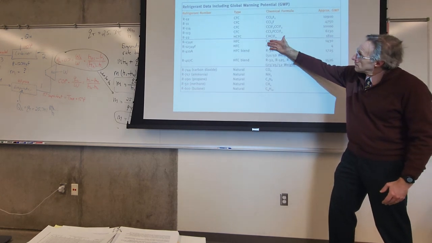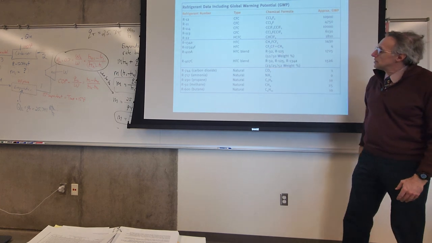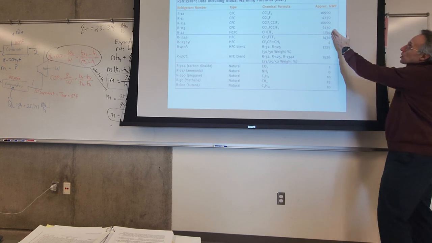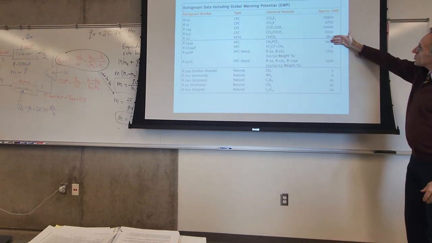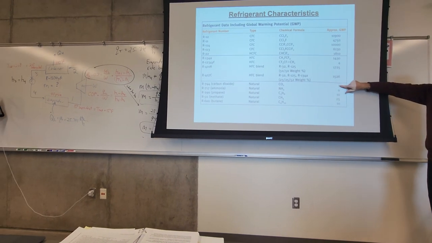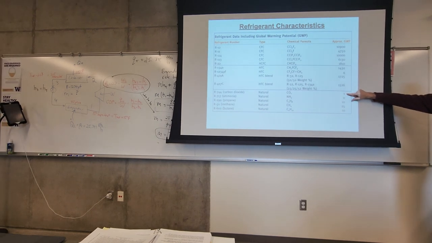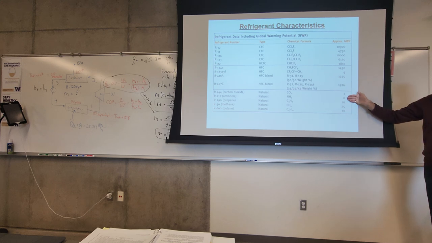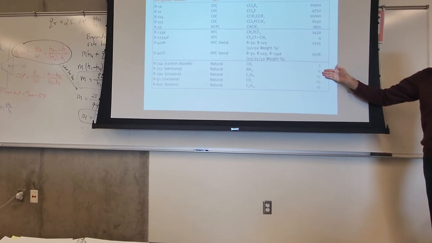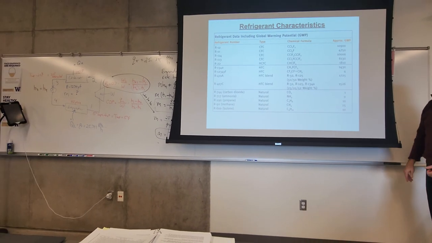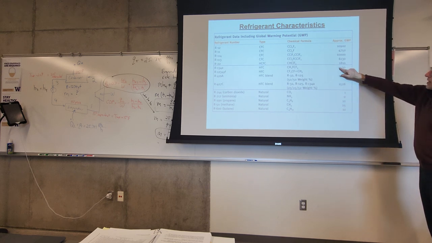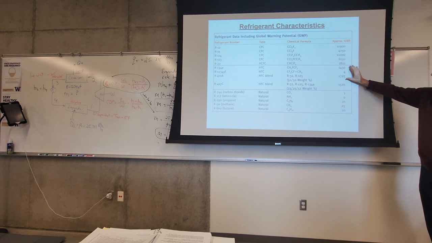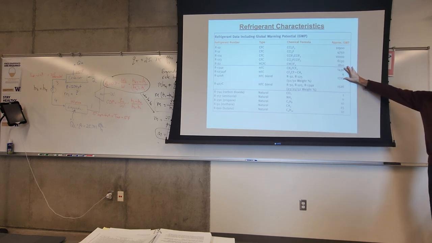So we're trying to get away from compounds that contain fluorine, but this is the global warming potential. This number is relative to carbon dioxide. If carbon dioxide is 1, this is the impact relative to CO2 of 1 pound of refrigerant in the atmosphere. And you can see R134A very high, and R410 even higher. Those are the two workhorses. They're trying to get away from them.